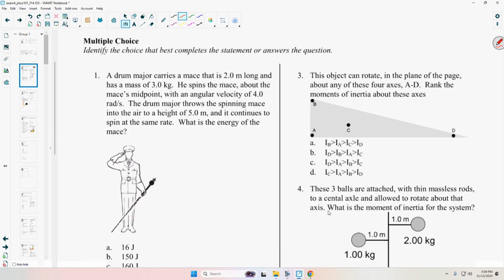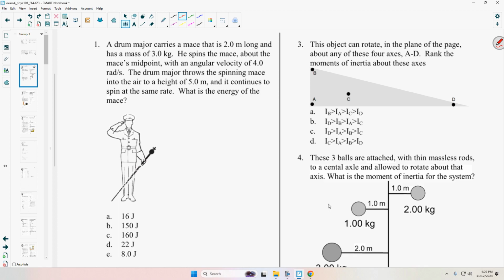So, number 1. Okay, yeah, so this is a problem that's similar to what we did in class, except where I was adding the translational kinetic energy and the rotational kinetic energy. Here, when the mace is spinning and comes up to some height, you all seen a mace before, like where they throw it up in the air, or a baton? So when it's at the top of the trajectory, it's spinning, but it doesn't have any translational velocity. However, it does have potential energy.